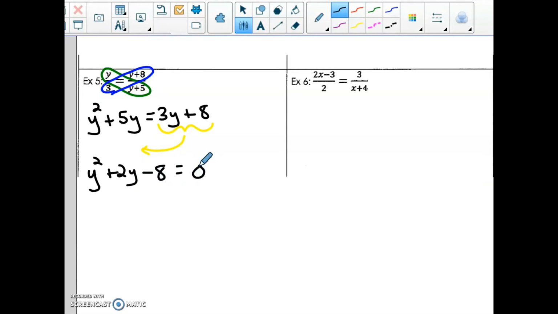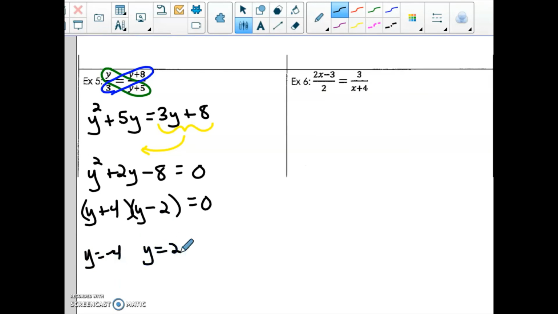Back to factoring. y plus 4, y minus 2. So those will give us y equals negative 4 and y equals 2. And looking at negative 4 and positive 2, neither one of them make that become 0. So both of those are verified answers.